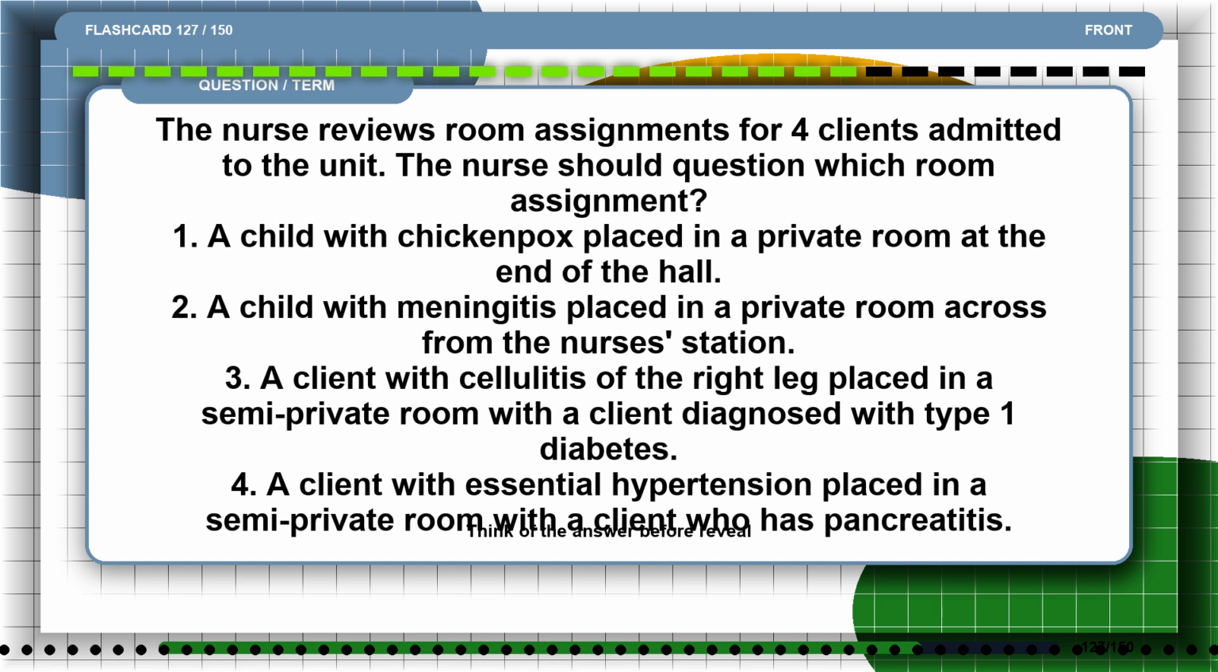1. A child with chickenpox placed in a private room at the end of the hall. 2. A child with meningitis placed in a private room across from the nurse's station. 3. A client with cellulitis of the right leg placed in a semi-private room with a client diagnosed with type 1 diabetes. 4. A client with essential hypertension placed in a semi-private room with a client who has pancreatitis. Think of the answer before the reveal.